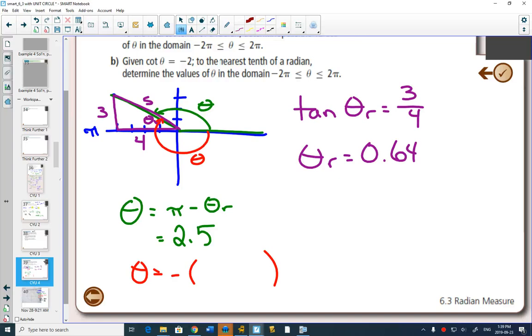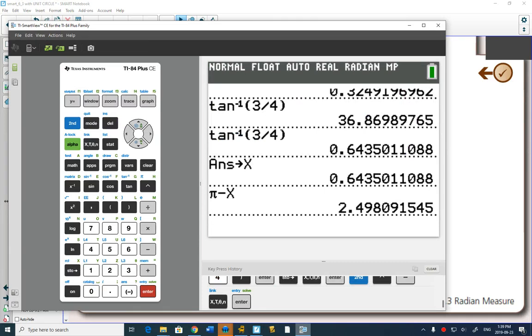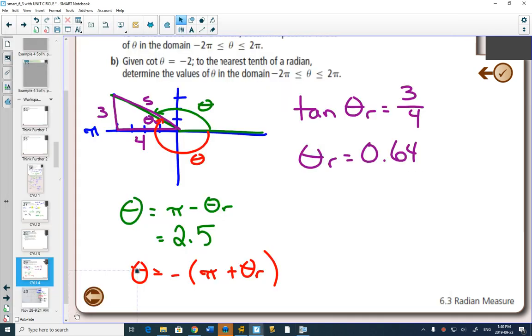So if I'm working in radians, I'll do the same thing. I'll go pi plus my reference angle, and whatever number I get, I'll just make it negative because I'm going in the negative direction. So again, this is where it's nice that I've already stored my reference angle as x. You can go pi plus x, push enter, 3.8. Negative 3.8. And now we've solved for theta in between negative 2 pi and 2 pi.